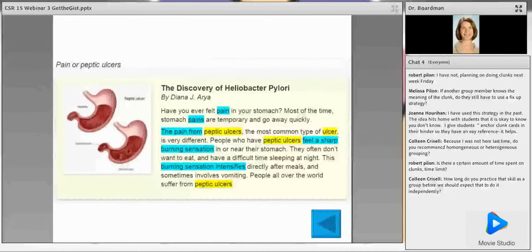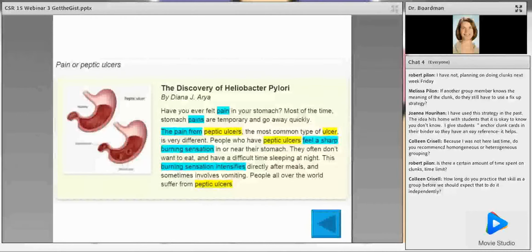And Colleen is asking, how long do you practice that skill as a group before kids can do it independently? And I think sometimes we wait too long to have kids trying it on their own. One of the things that we have found with Get the Gist is if you talk too much about it and then just one person writes it, or everybody writes the same one, all the ideas don't get credit.